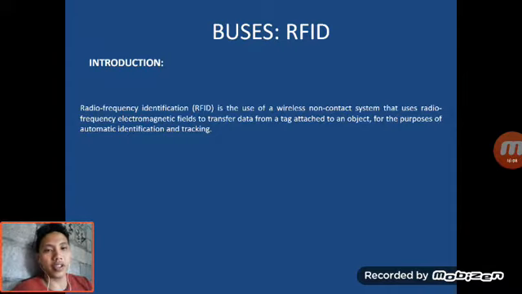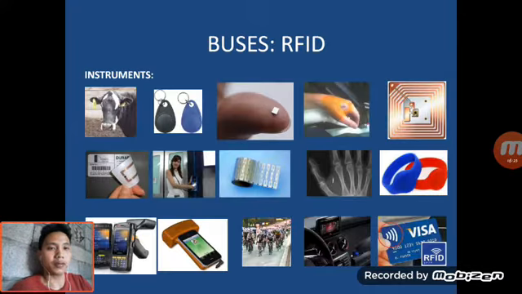RFID. Introduction to RFID or radio frequency identification. It is the use of a wireless non-contact system that uses radio frequency electromagnetic fields to transfer data from a tag attached to an object for the purpose of automatic identification and tracking. These are the instruments which use RFID, which is mostly tags.